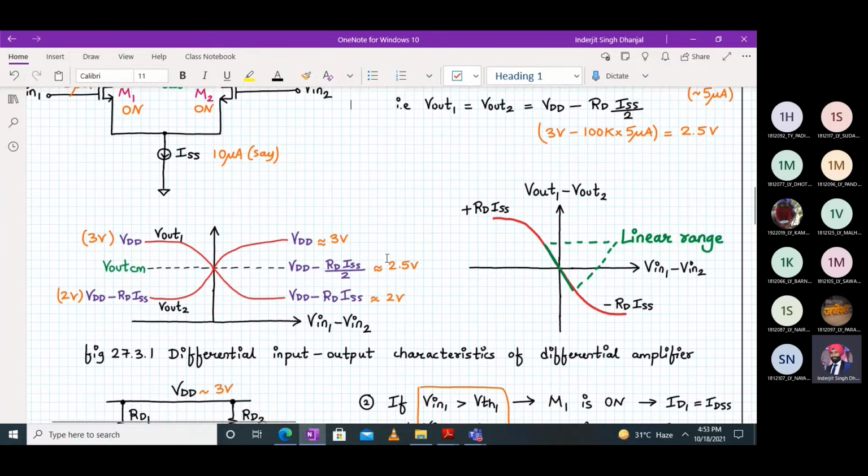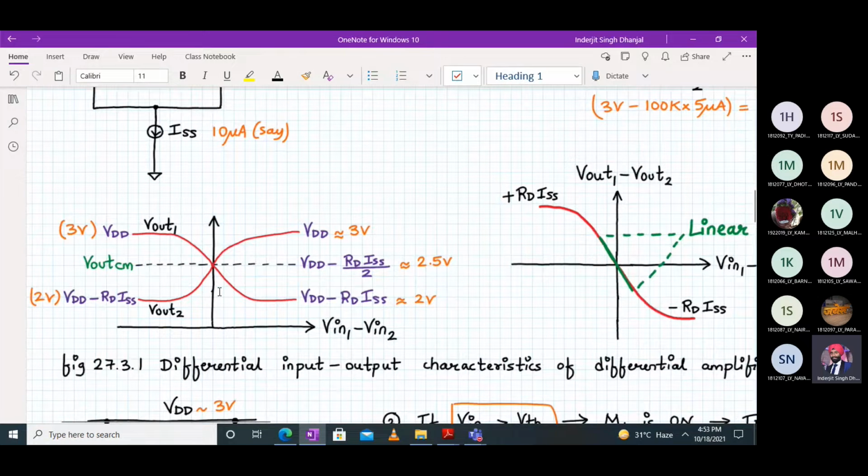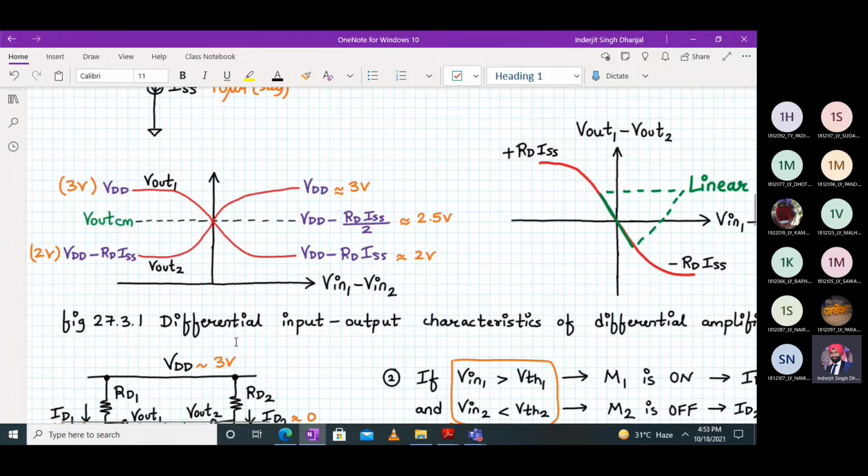So what is this 2.5 volt? This is my output common mode level. This is what we call my output common mode level, which was equal to 2.5. And I guess this type of characteristics you have already seen before in your lower semesters. So this we have analyzed with numbers and we got exactly this characteristics. So what can we say over here? I mean, this characteristics is linear. It's linear. Can you see the straight line over here in this case?